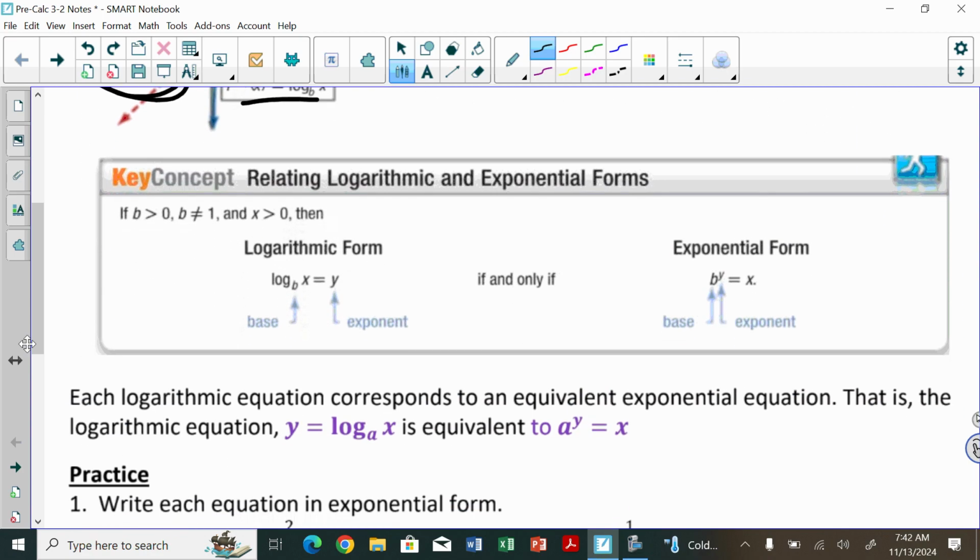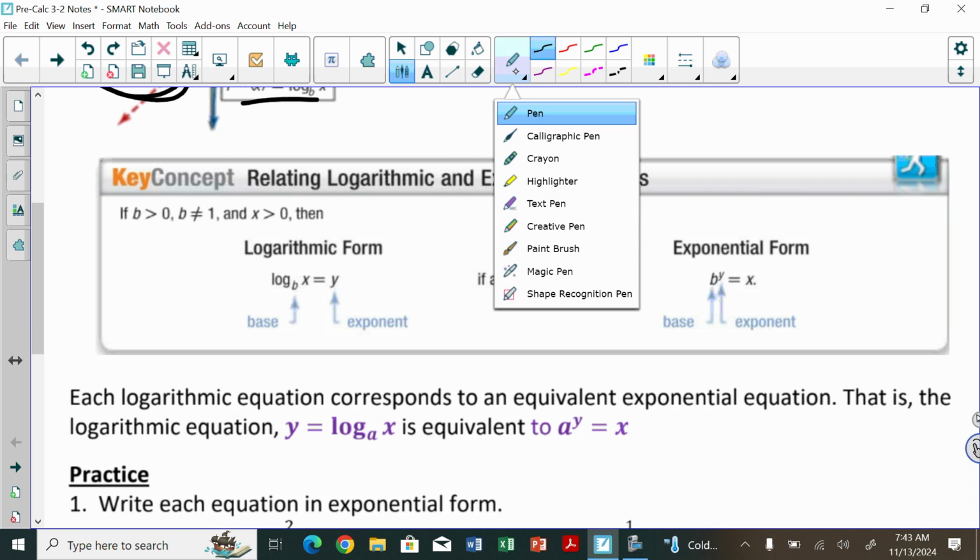Relating these logarithmic and exponential forms, some things to point out. If b is greater than 0, b is not equal to 1, and x is greater than 0, then we have these things, because if they're 1 or 0, then it's always 1 or always 0. So in these cases, we look at some of these things.